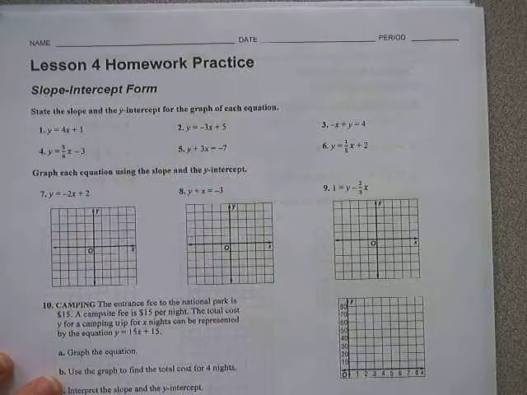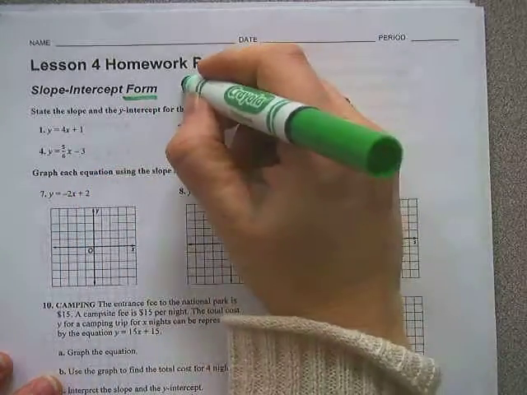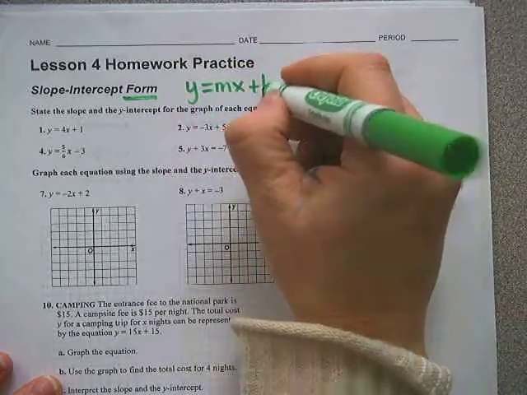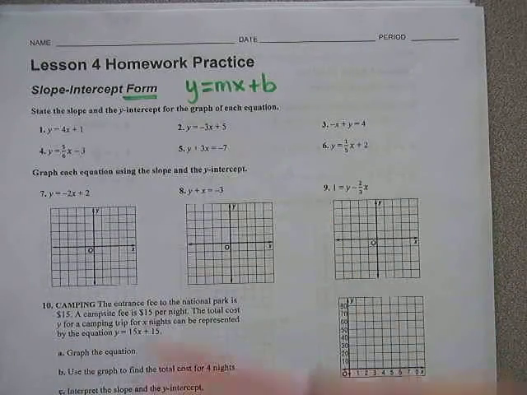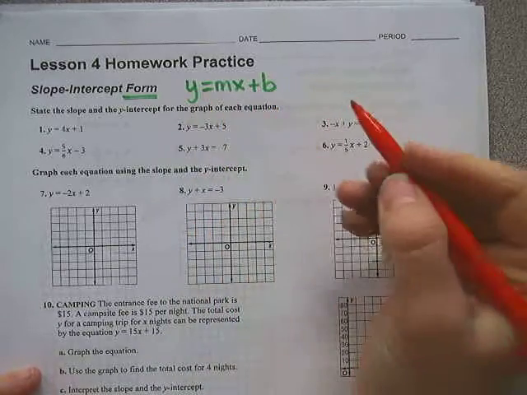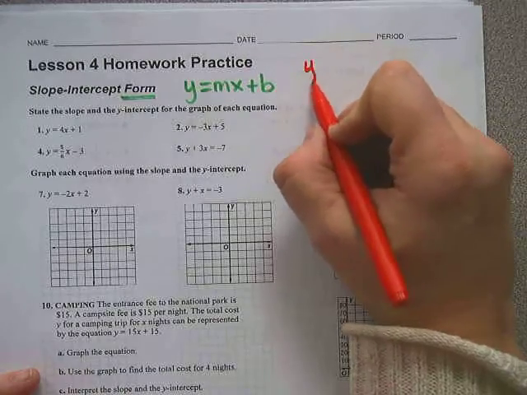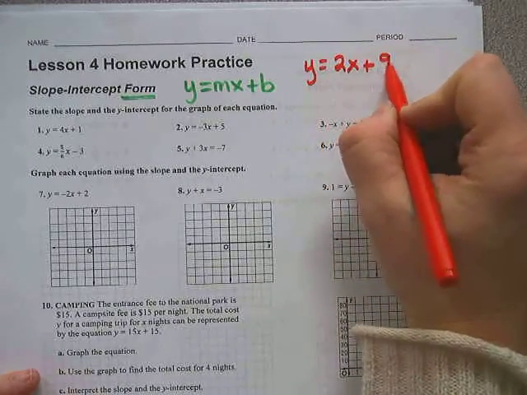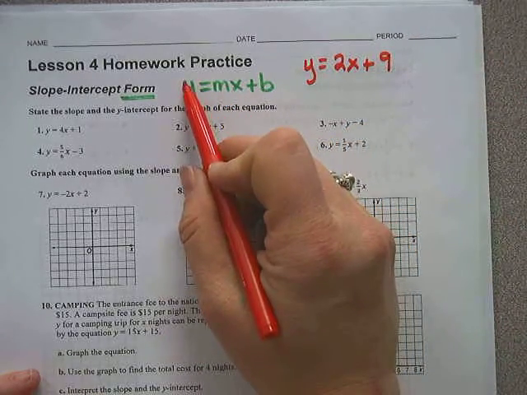Slope-intercept form is just a form of a linear equation that looks like this: y = mx + b. And when we say a linear equation, that means that if an equation looked like this, when we graphed it, it would form a straight line. Okay? So for example, y = 2x + 9 would be considered in slope-intercept form because it's solved for y.